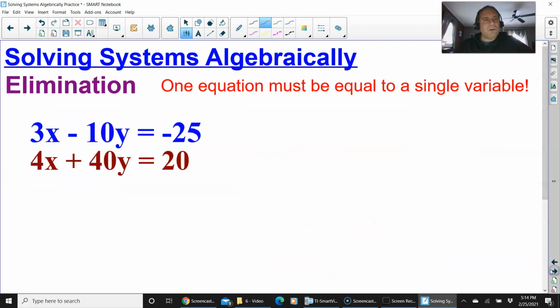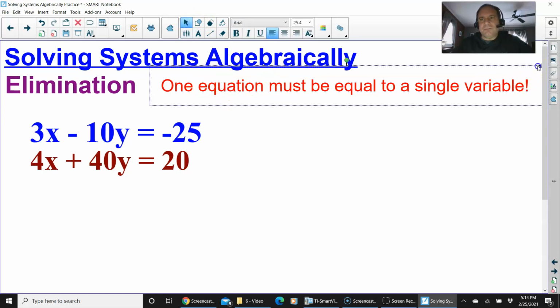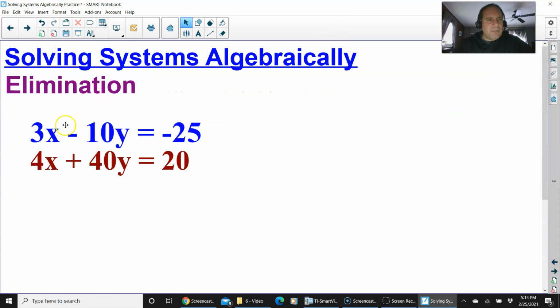All right, just one more elimination problem. When you're looking for elimination, one equation... no, this is for substitution. So elimination, one equation must eliminate, right? One variable must eliminate with the other. So we have 3x and 4x. That doesn't eliminate. 10y and 40y. That doesn't eliminate. So what do we do?